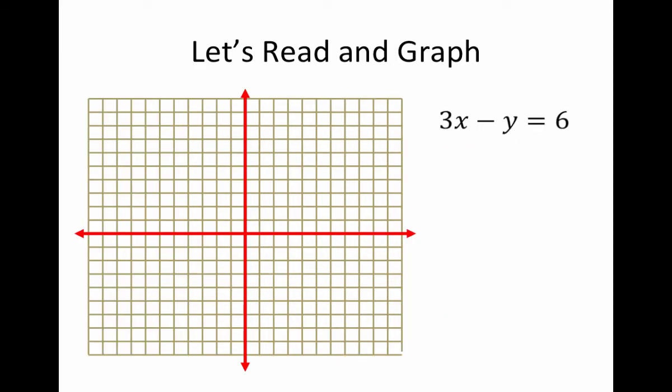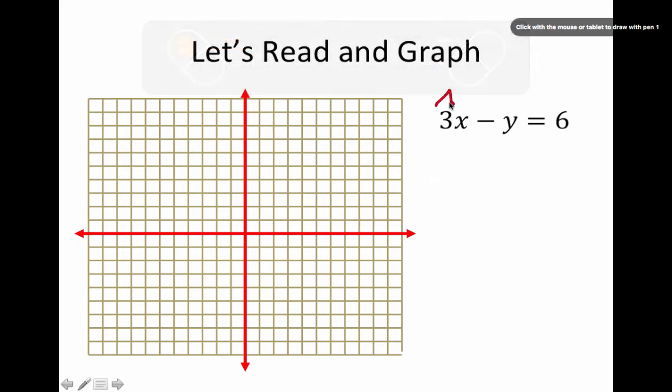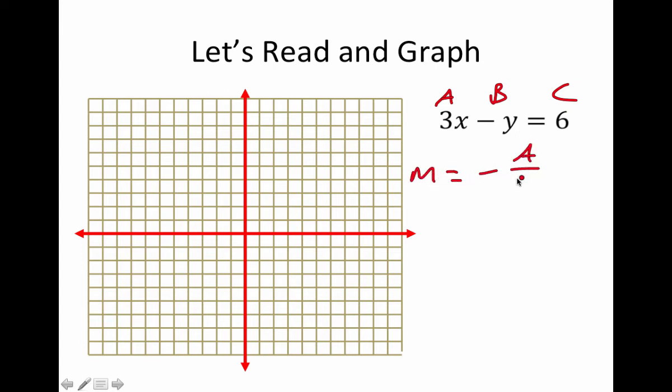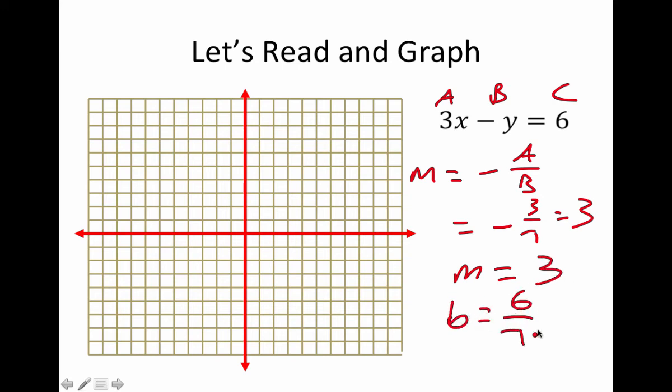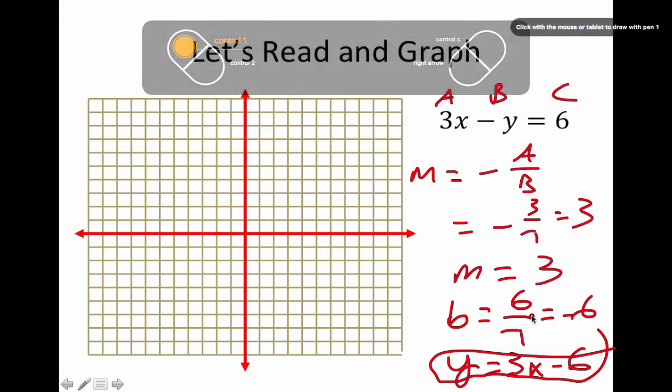Right here, read and graph. A is 3, B is negative 1, C is 6. So we have the slope, negative A over B. That's negative 3 over negative 1, which is positive 3. Slope of 3, y-intercept of c over b, or negative 6. Graph y equals 3x minus 6. There you go.